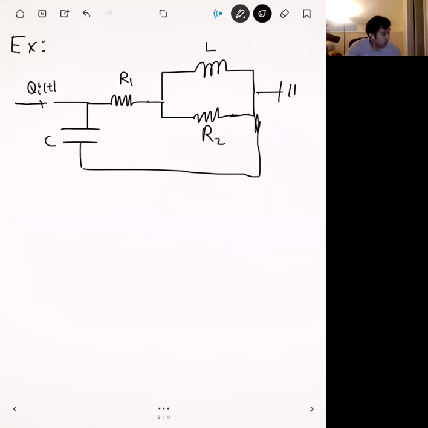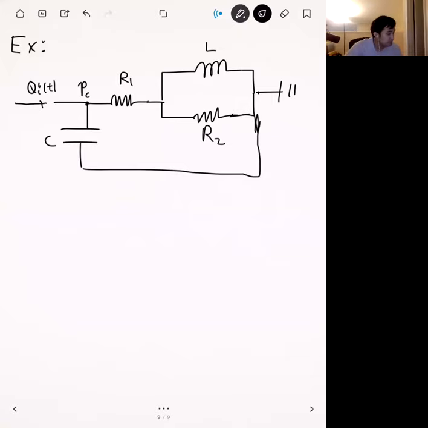This is actually a little bit more of a complicated situation, so let me label some things here. The first thing I'm going to label is the pressure on the first capacitor, so we'll call this PC.